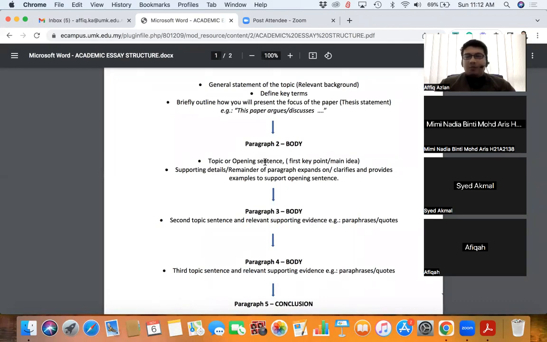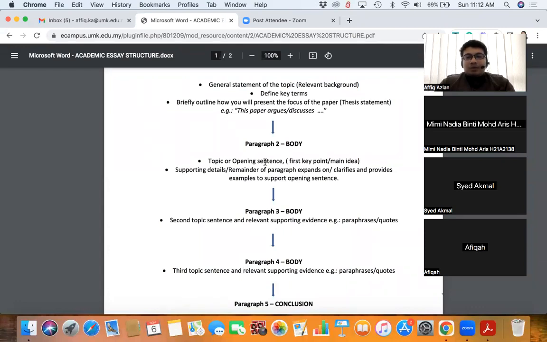So the main idea can be positive, can also be negative. So you can have like 2 paragraphs talking about the positive values of vaccination and another 2 or 3 paragraphs talking about the side effects of vaccination, if your topic is on vaccination.